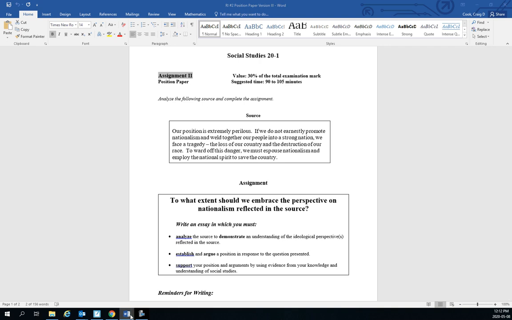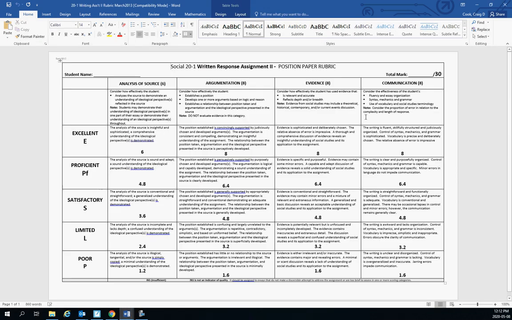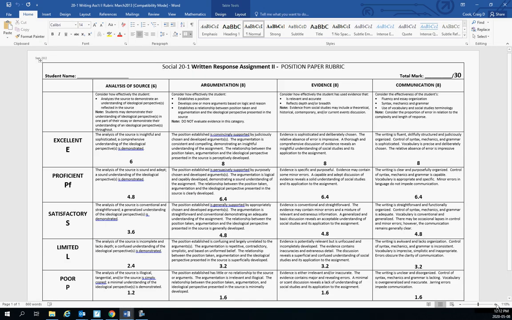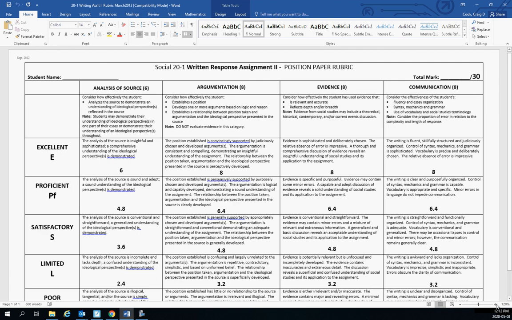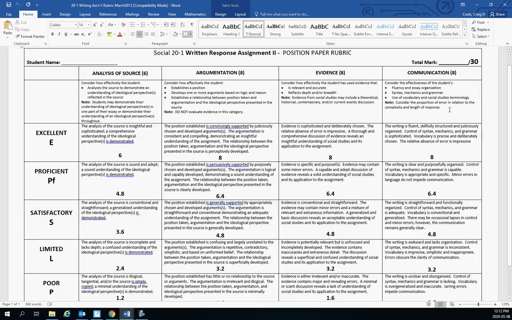By the way, here's the rubric for the position paper. It's actually for a mark out of 30. So the source analysis is out of 20. Position paper is out of 30. Your analysis of the source is your introduction, basically. And it's for a mark out of 6 on the position paper. So that's what I mean, you want to have at least half a page, maybe even more, to get that mark to a 4.5 or a 6 out of 6.